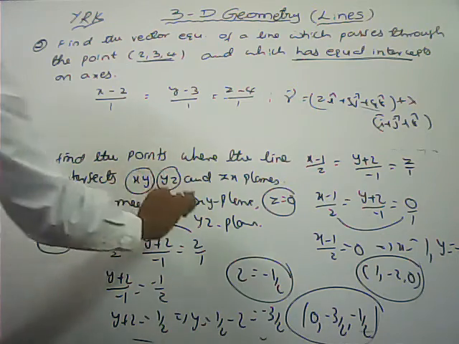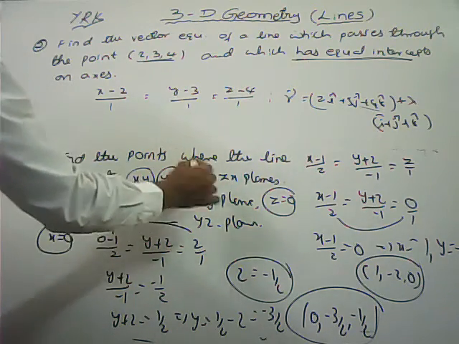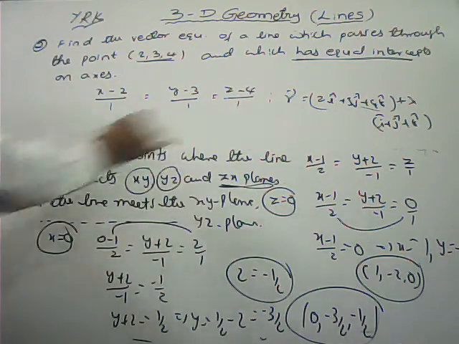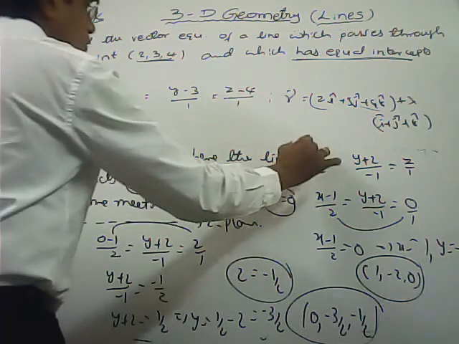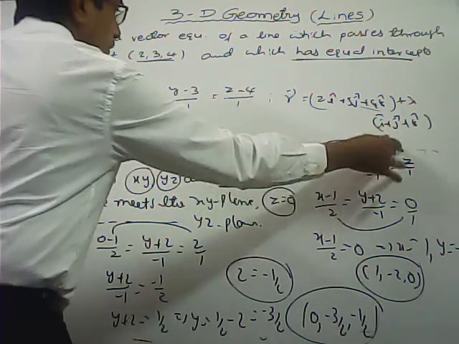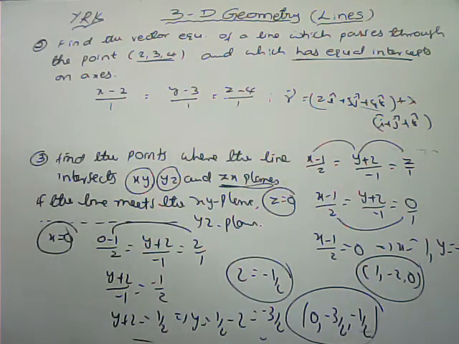To get the point where the given line intersects the zx plane, put y equals 0. By equating these two, we can get the x coordinate. By equating these two, we can get the z coordinate. So that is minus 3, 0, minus 2. Right.